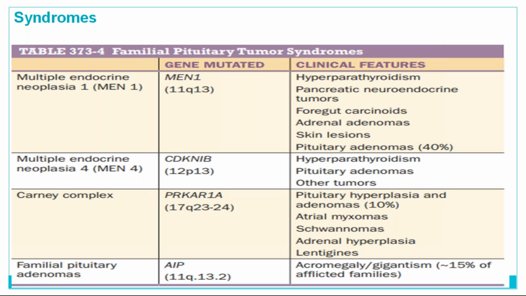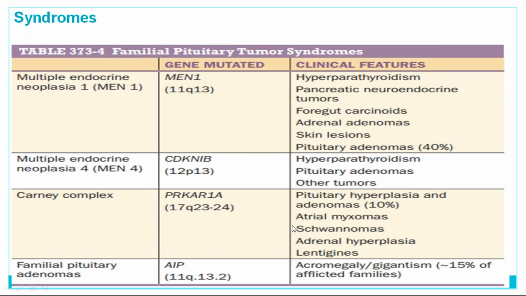MEN 2 is again divided into 2A and 2B. Again, we'll discuss when we discuss the MEN syndromes. We'll talk in detail. Okay, you just remember pituitary adenomas are seen in MEN 1. Also in MEN 4, but this is very rare. You just remember MEN 1.